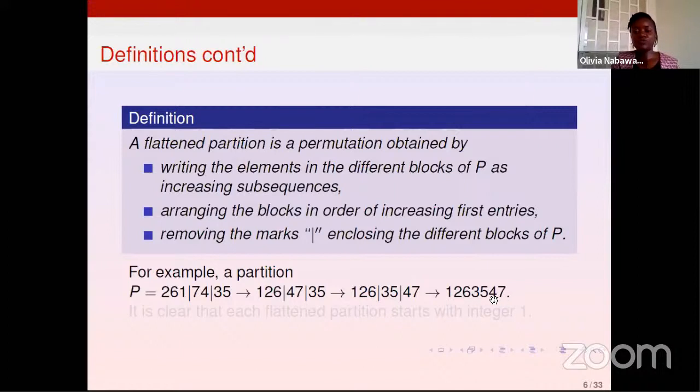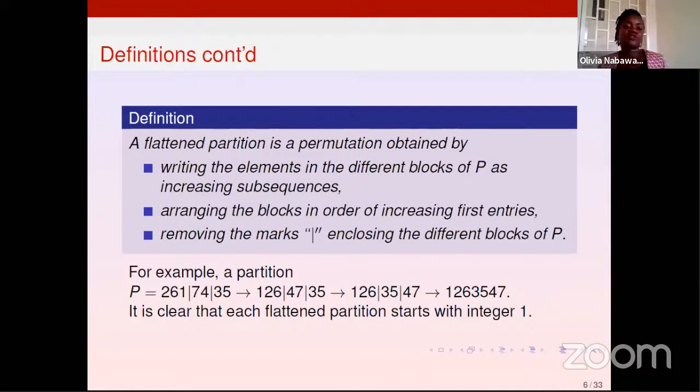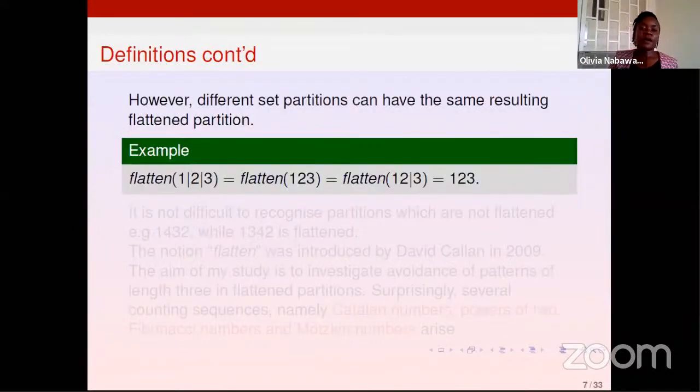And this is what I'm calling a flattened partition. And from that definition, it's clear that each flattened partition therefore starts with integer 1. So all flattened partitions are actually subsets of permutations. However, different set partitions can have the same resulting flattened partition.